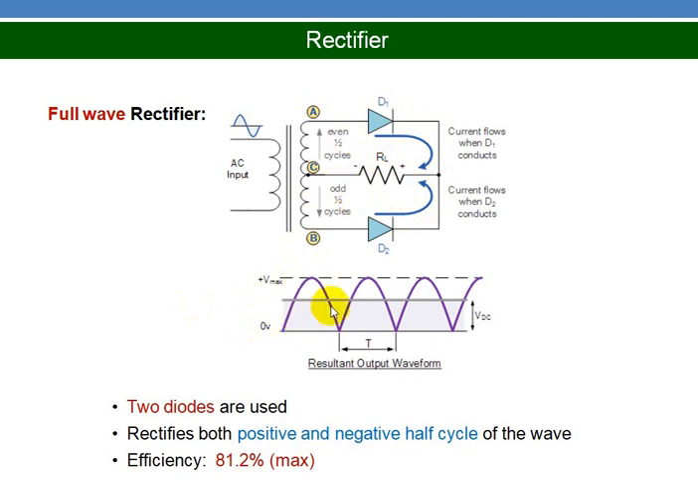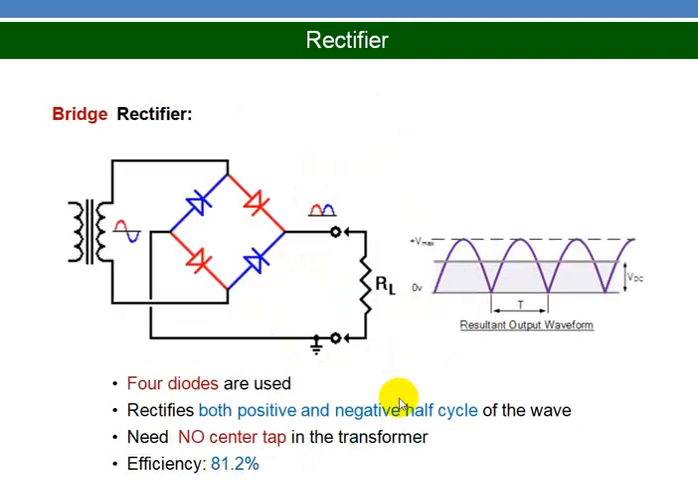So you'll get a waveform like this. Here, this middle line is nothing but the average DC voltage. If you give this to a filter, you'll get this average DC voltage. The efficiency of this is 81.2%.